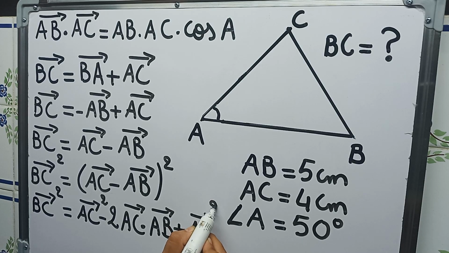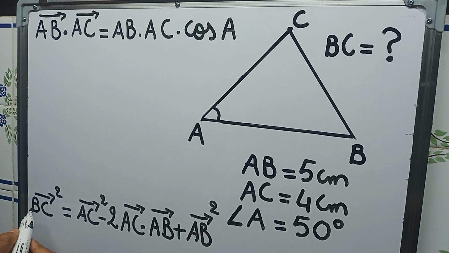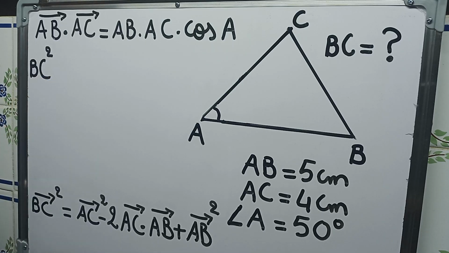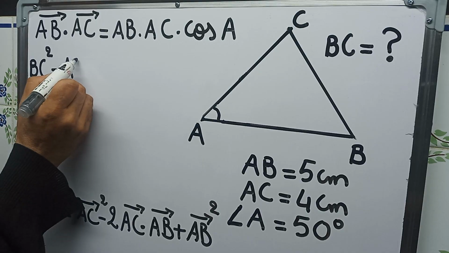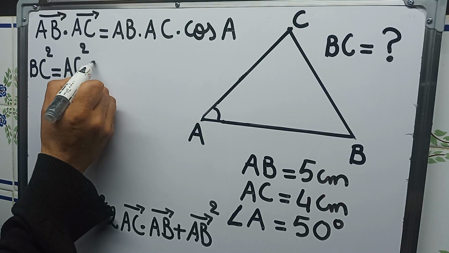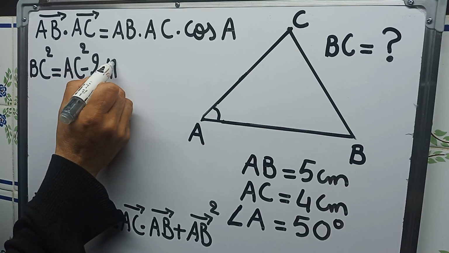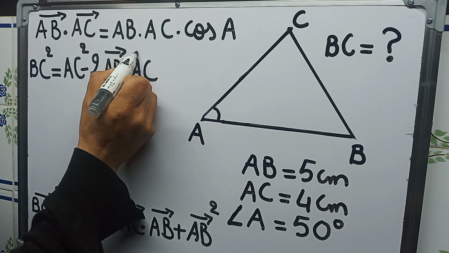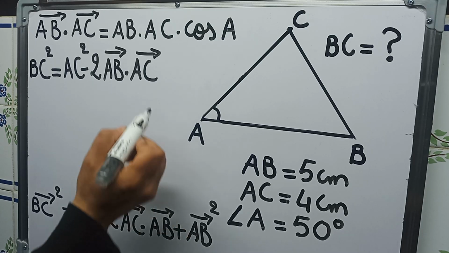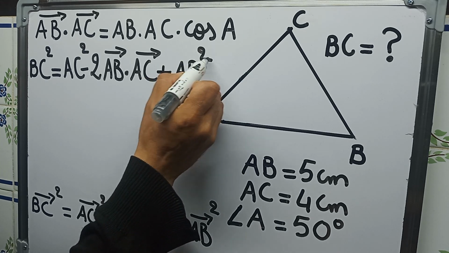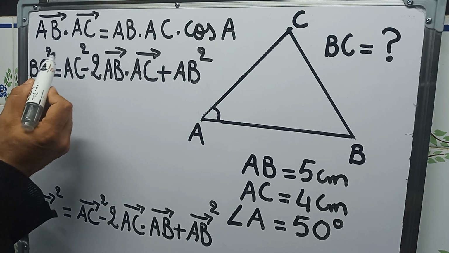But BC squared is equal to BC dot BC, or simply BC squared, the distance squared, is equal to AC squared, the same as AC dot AC, or the distance AC squared, minus 2 AB dot AC, since AC dot AB is equal to AB dot AC, of course, plus AB squared, which is equal to the distance AB squared. And from here, we deduce the cosine rule.